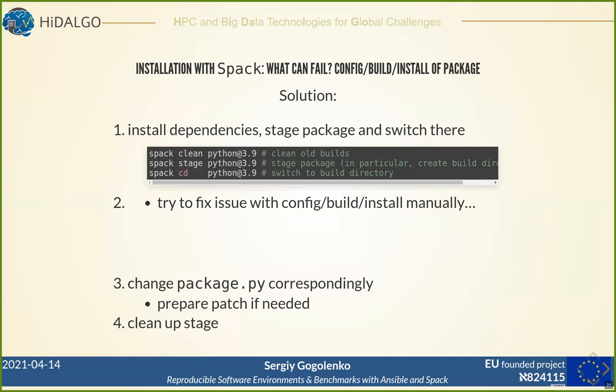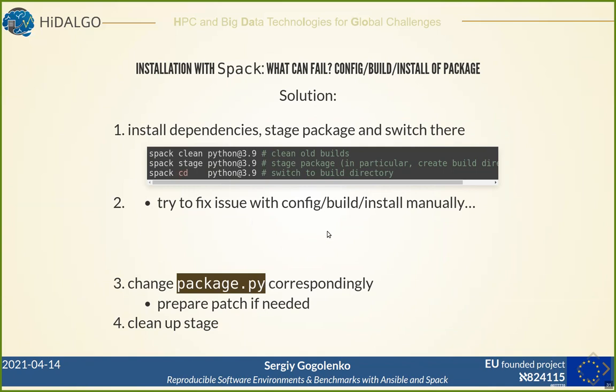Now the next possible problem: if we install the package and that package fails in some configuring, building, or installation phase, what can we do? The first thing you have to do is install the dependencies, stage the package, and switch to that package folder. That can be done with these 3 commands. Then you can try to fix the issue with config, build, install in a common manual way. And then you can modify package.py.